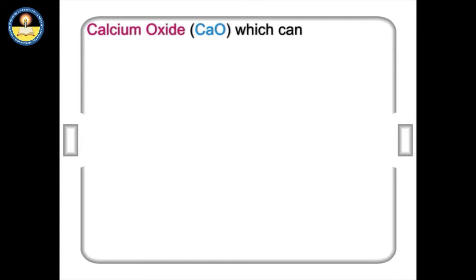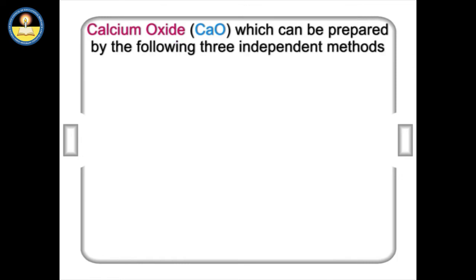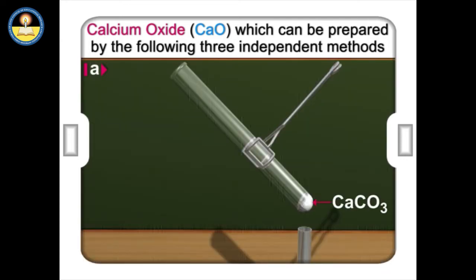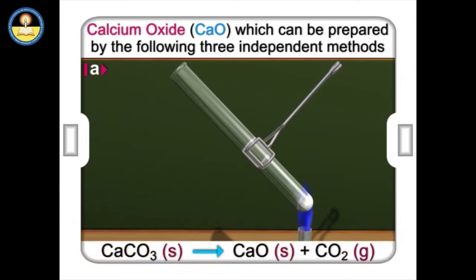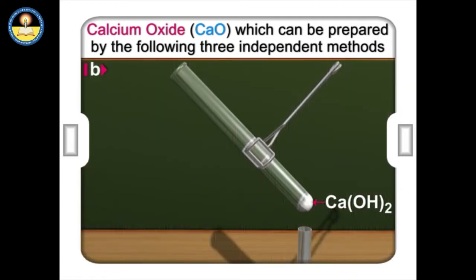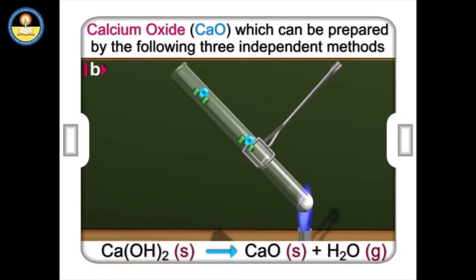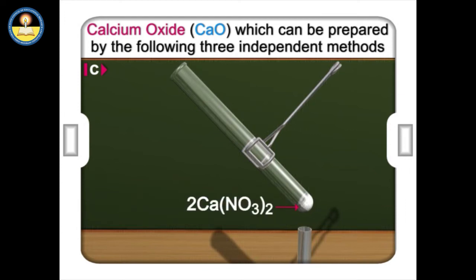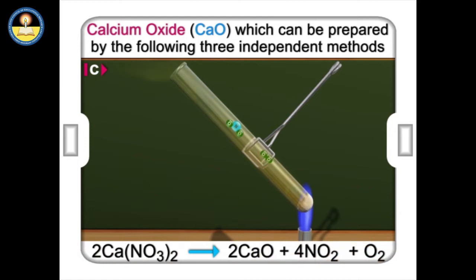Let us now discuss another compound, calcium oxide, CaO, which can be prepared by the following 3 independent methods. A. By heating calcium carbonate strongly, calcium oxide and carbon dioxide are formed. CaCO3 gives CaO + CO2. B. By heating calcium hydroxide strongly, calcium oxide and H2O are formed. Ca(OH)2 gives CaO + H2O. C. By heating calcium nitrate strongly, 2Ca(NO3)2 gives 2CaO + 4NO2 + O2.